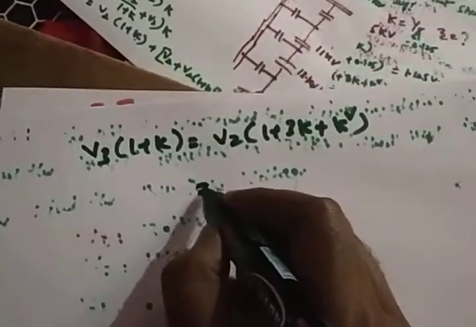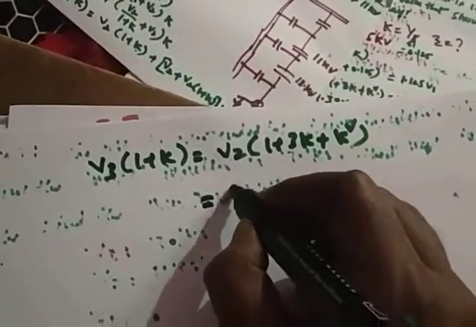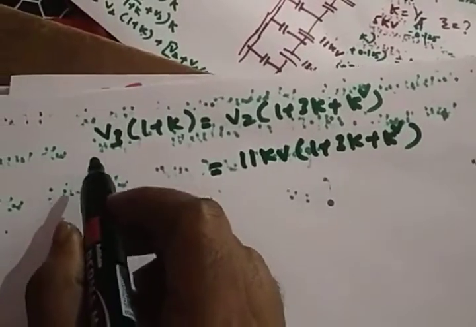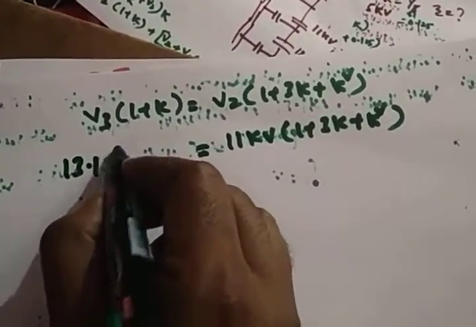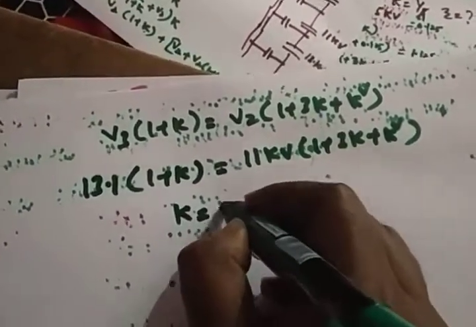So you know the value of V2. What is the V2 given? V2 is 11 kV, 1 plus 3k plus k square. You know the value of V3. What is the value of V3 given? 13.1 into 1 plus k. Then substitute and solve this, you will get the k value. So the k value is 0.1. At last you'll get the k value.